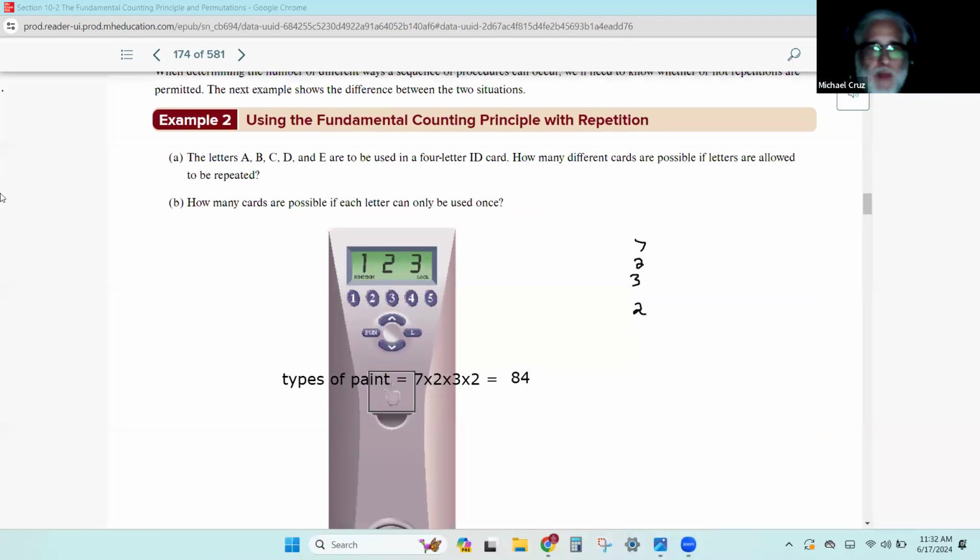You can use it with ID cards and passwords. It's neat. So if we're going to be able to use the letters A, B, C, D, and E, so 5 different letters in a 4-letter card, how many different cards are possible if letters are allowed to be repeated? And it's different if it's repeated.